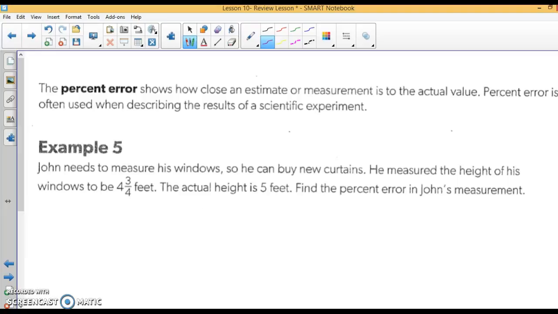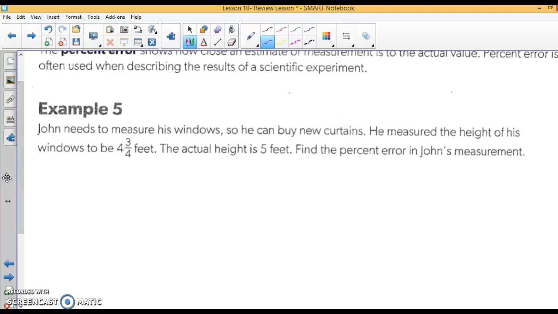Percent of error. Same idea as percent of change, except instead of dividing by the original, you always divide by the actual. So, John needs to measure his windows so he can buy new curtains. He measured the heights of his windows to be 4 3/4 feet. The actual height is 5 feet. What is his percent of error?